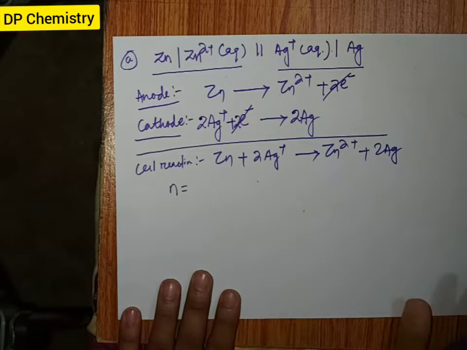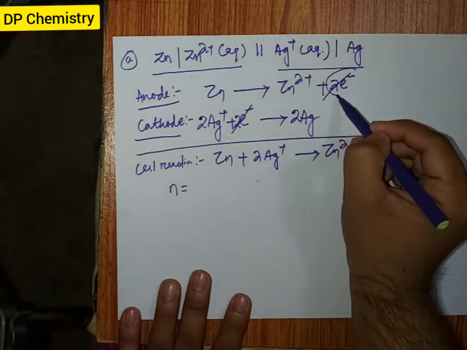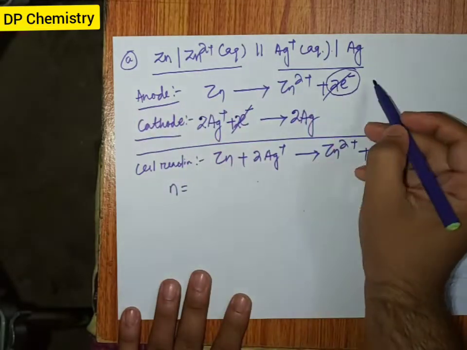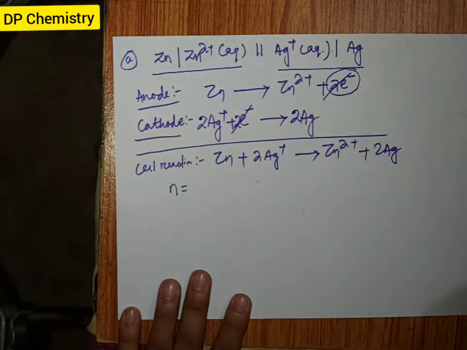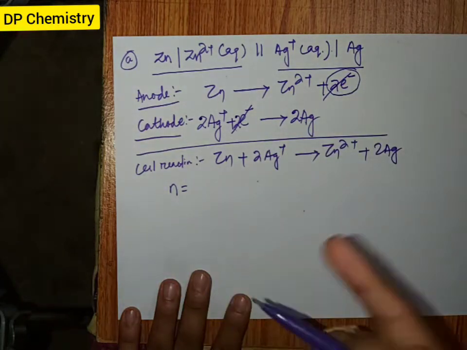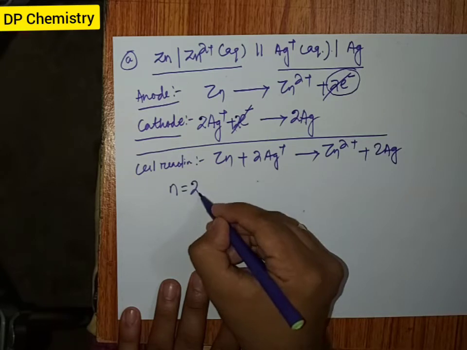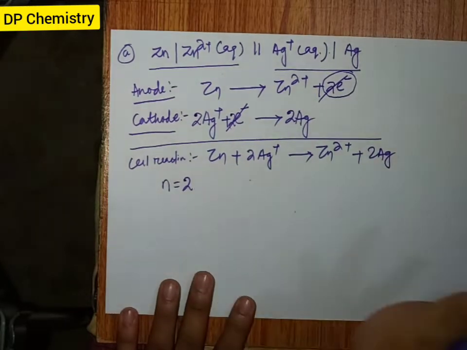In this case the value of n is 2 electrons, because here in the anode 2 electrons are lost, and here in the cathode 2 electrons are used up. So the value of n is equal to 2, that is the number of electrons lost or gained, right? So n is equal to 2. This is the most important thing.